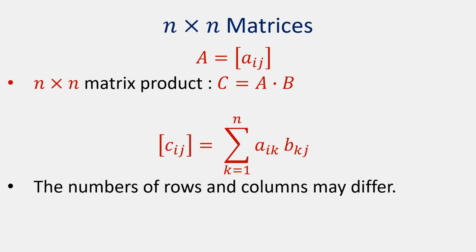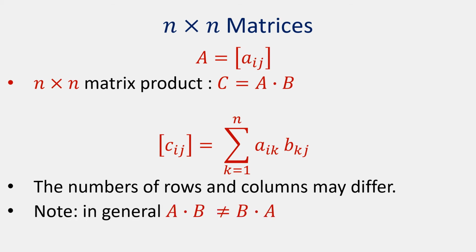Now, we don't have to have exactly the same numbers of rows and columns in arbitrary matrices. We can have what are called non-square matrices. The other important property of matrix product is that the result of multiplying a matrix A by a matrix B, in general, is not going to be the same as the result of multiplying the matrix B by the matrix A.